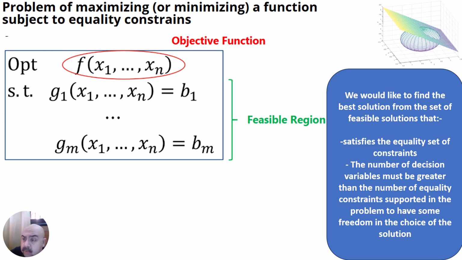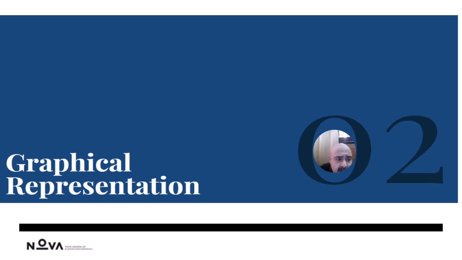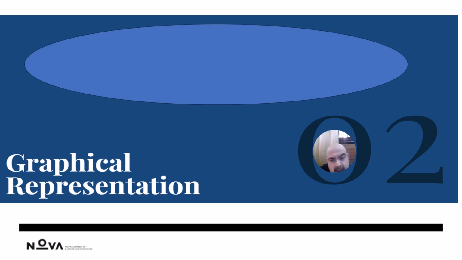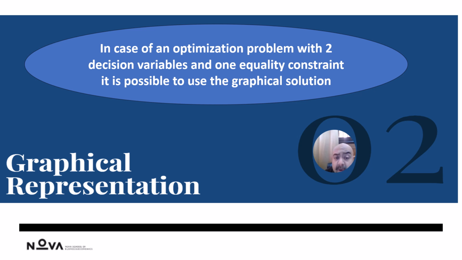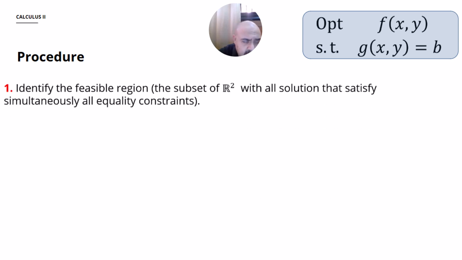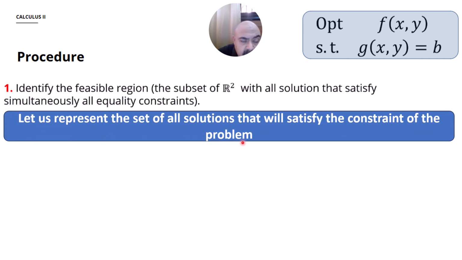The first and easiest method is the graphical method, as we will see shortly in the coming slides. It's really very simple and easy to do. In the case of an optimization problem with two decision variables and one equality constraint, this is going to be accessible for us. So the first step is to identify the feasible region that will constrain us, with all solutions that satisfy simultaneously all equality constraints. Let's represent the set of all solutions that satisfy the constraints of the problem.